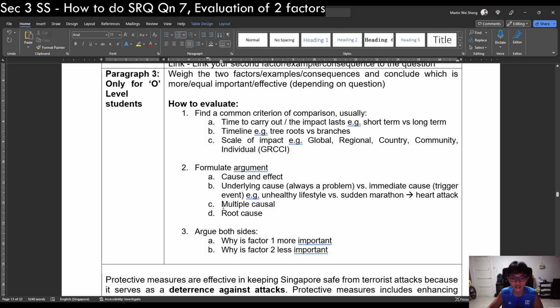Or it can also be multiple causal, where the issue is very complex, in which there are many different reasons which all contributed to it.